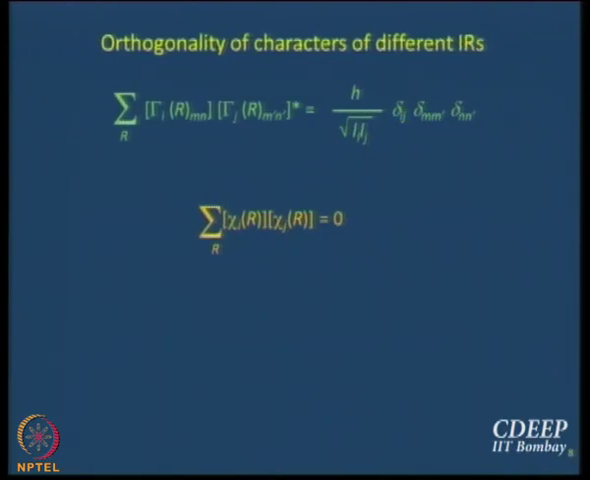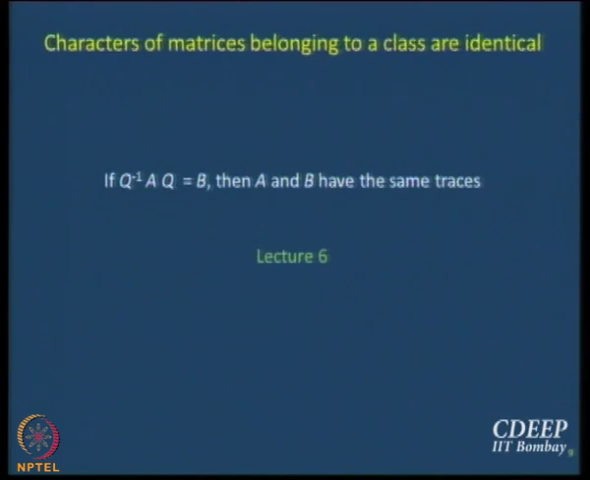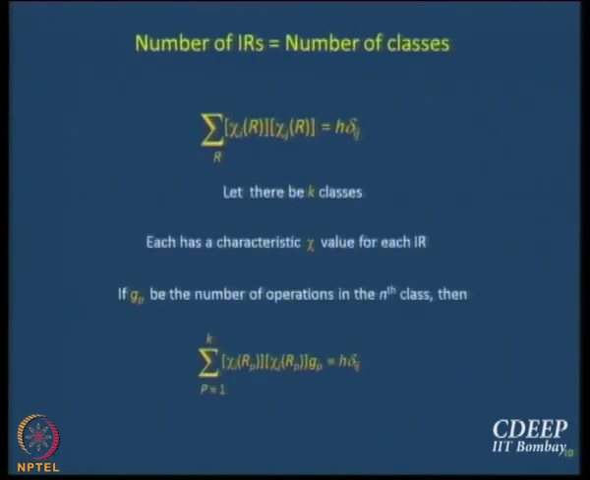It's just that I want to get somewhere, so I don't want to spend too much time here at the moment. So you can prove that sum over R chi IR chi JR, that is going to be equal to 0. We will derive this more formally when we come back after midsem. Next rule is something we know already. The characters of matrices belonging to a class are identical. We discussed this in lecture 6, right? If Q inverse A Q equal to B, then A and B have the same traces. Trace and character are one and the same.